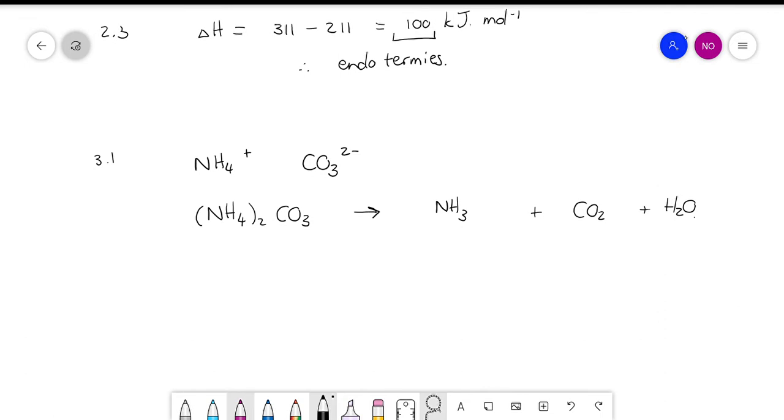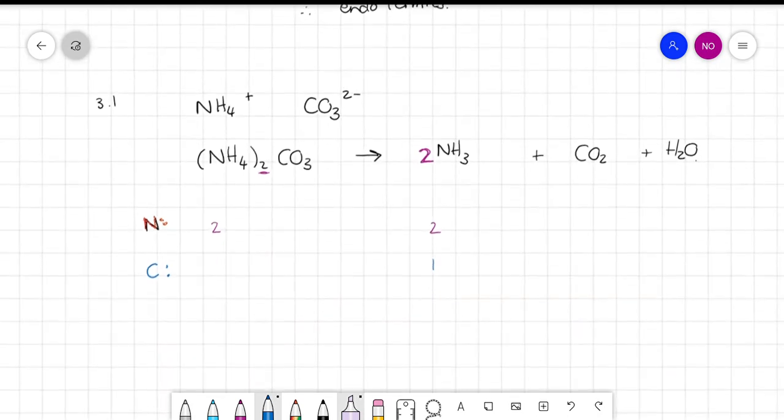Ek gaan begin deur te kyk na die stikstowwe. We're looking at the nitrogens, then you have 2 here. Want onthou daar's 'n 2 daar buite in die hakkie and you only have 1 here. So I'm putting a 2 in front there. Dan het ek 2 en 2. As ek gaan kyk na die koolstowwe, dan het ek 1 hierso en 1 hierdie kant, so hy's gebalanseer vir nou.